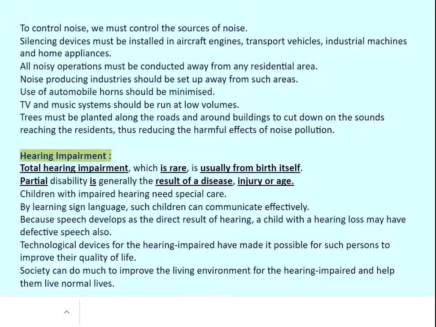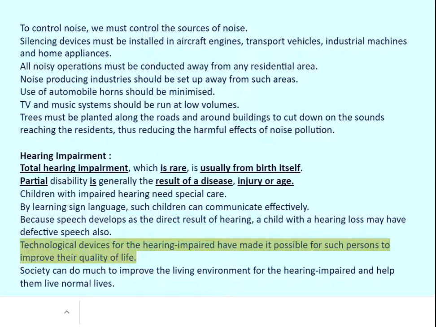Hearing impairment. Total hearing impairment, which is rare, is usually from birth itself. Partial disability is generally the result of a disease, injury or age. Children with impaired hearing need special care. By learning sign language, such children can communicate effectively. Because speech develops as the direct result of hearing, a child with a hearing loss may have defective speech also.